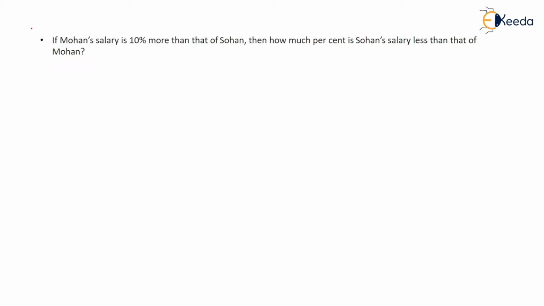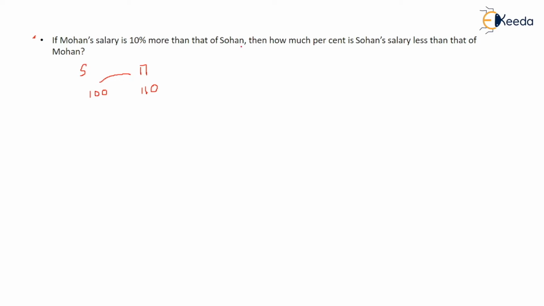Next question. This type of question may come in your examination. See this question: if Mohan's salary is 10% more than that of Sohan, then how much percent is Sohan's salary less than that of Mohan? So assume that Sohan's salary is 100, Mohan's is 10% more, meaning 110 is Mohan's salary.